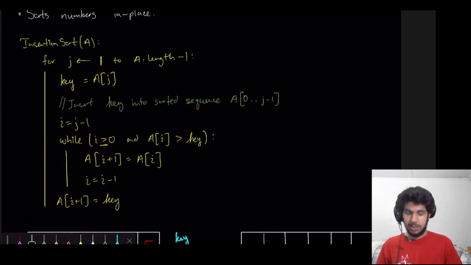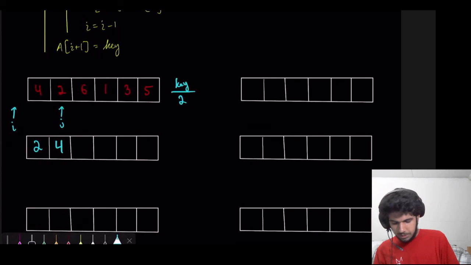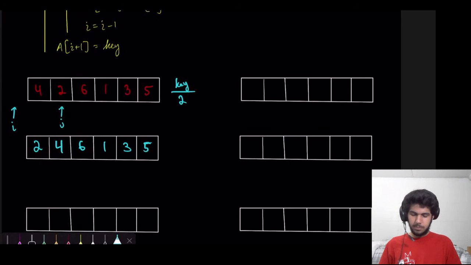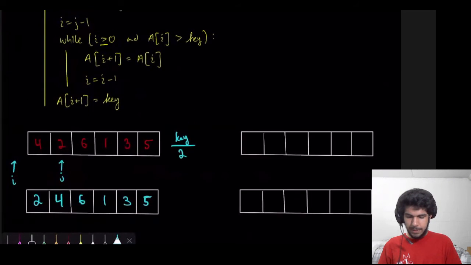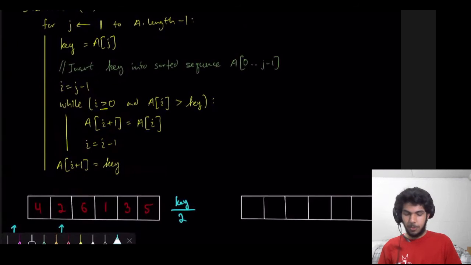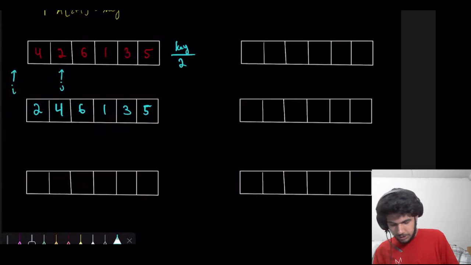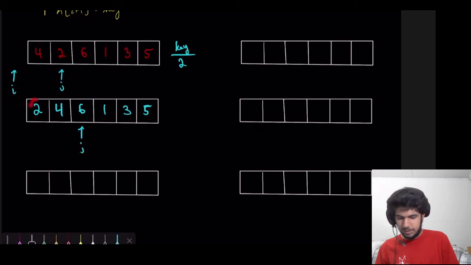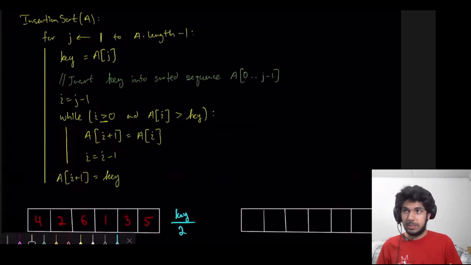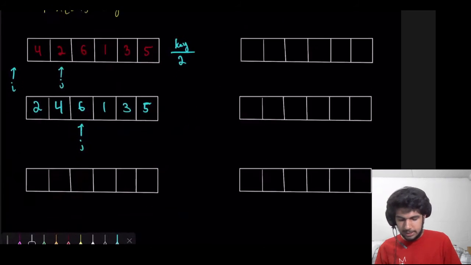So now j would increase to 2. Let's fill in the rest of the array here. Everything else stays the same. Great. Now let's do another iteration of the for loop. Now j is equal to 2. So we have a pointer j, which is now here, index 0, 1, 2. Scroll back up. We'll set the value of key, which is the value where j is pointing. So key in this case is 6.